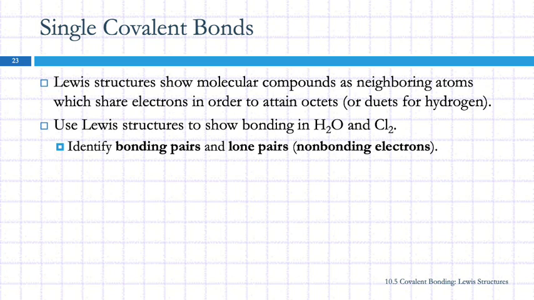So the way we looked at the ionic compounds is first we drew the Lewis symbols for the atoms, and then we looked at how they could get octets. So how many valence electrons does hydrogen have? 1, right? And how many does oxygen have? 6, because it's in group 6A. So oxygen has 6, oxygen wants 8. Hydrogen has 1, hydrogen wants 2.